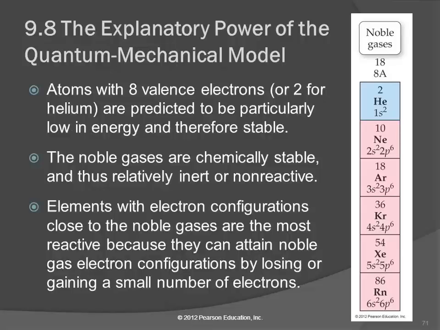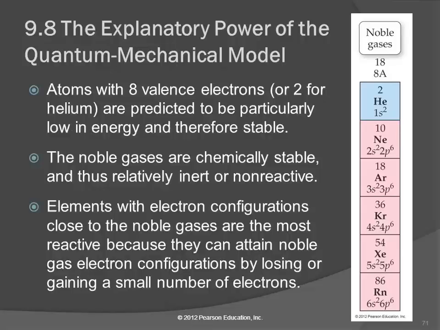And so in my little chemistry fantasy world, these are the cool people in high school. They're in the in-group, they've got it all together, and they don't need anybody else. They're good. They're happy. Okay, so you got 8 valence electrons, that means you're happy.